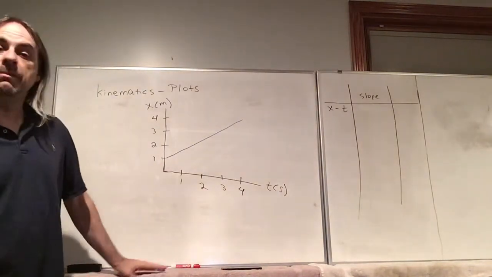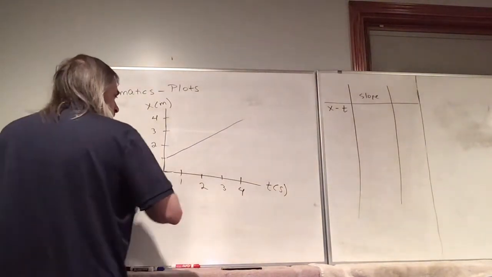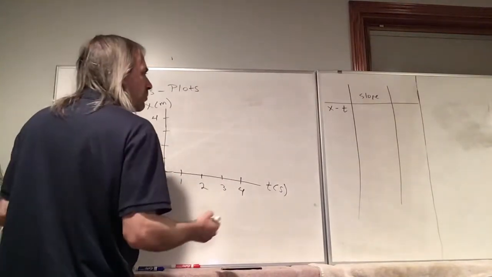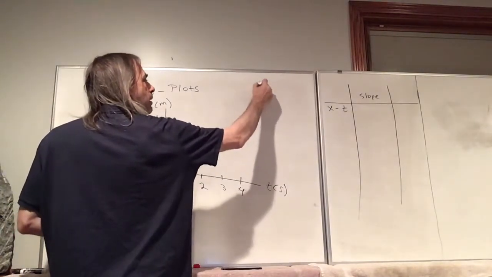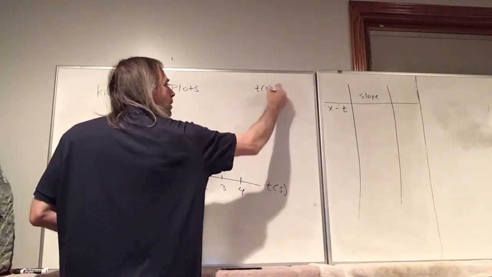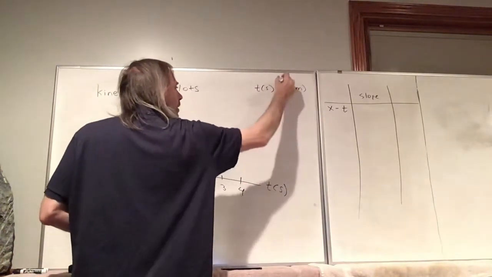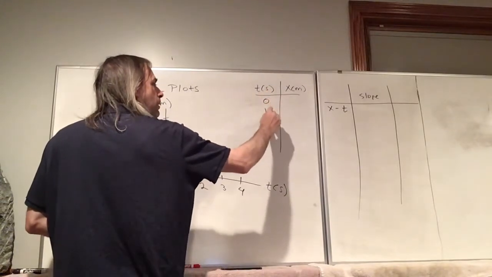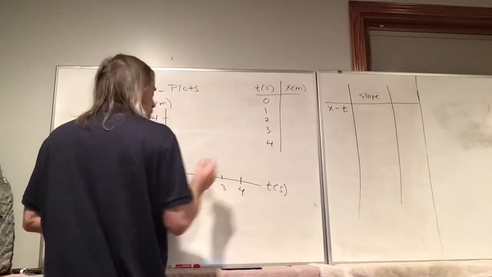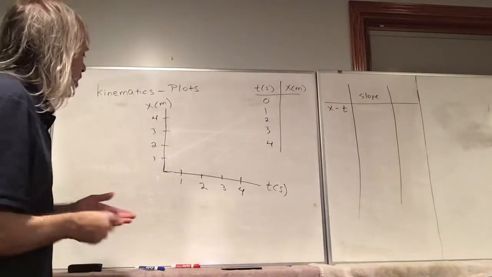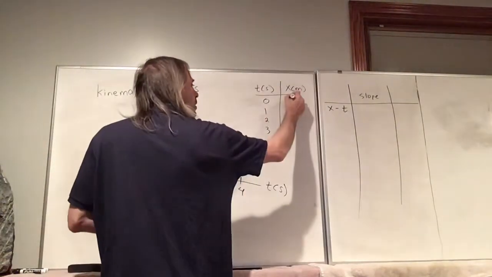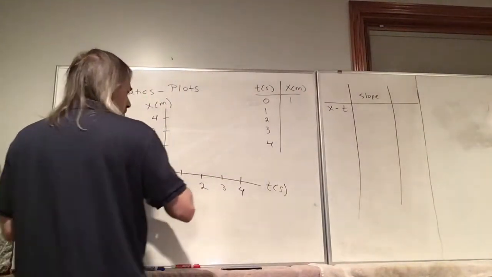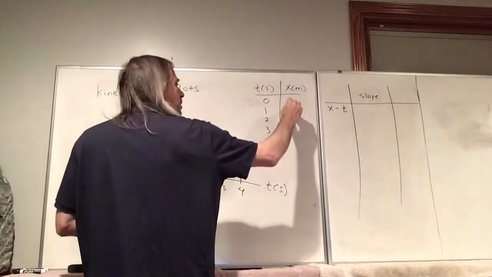There's more that we can say about this, though. I want to redraw this. Actually, I'm going to make a table as well. Let's say time and position in meters. So we go up to 4 seconds. Let's say 0, 1, 2, 3, and 4. I'm going to actually put numbers in. Let's say it starts at 1.